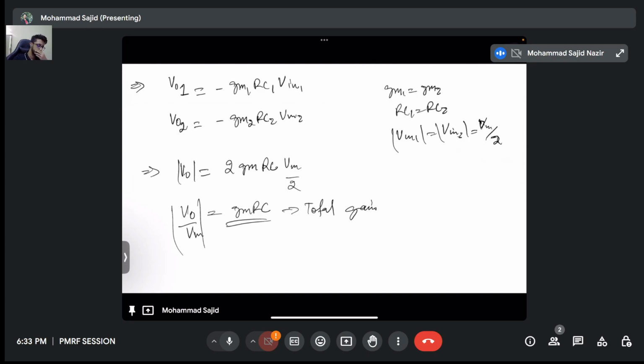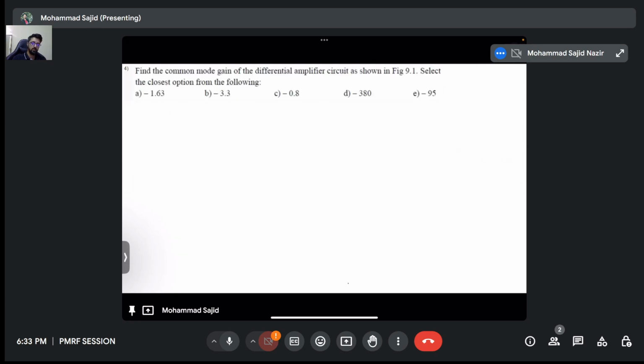All right. So let's move on. Find the common mode gain of the differential circuit. Again, the same figure. Now we need to find the common mode gain. In the common mode case, the half circuit looks like this. This is my half circuit for the common mode case.